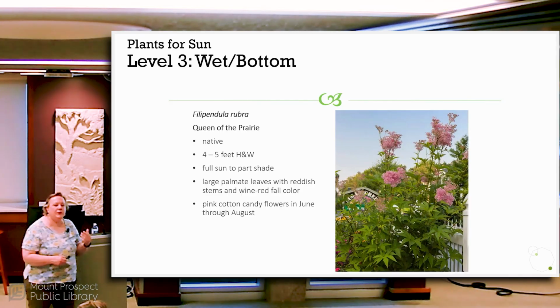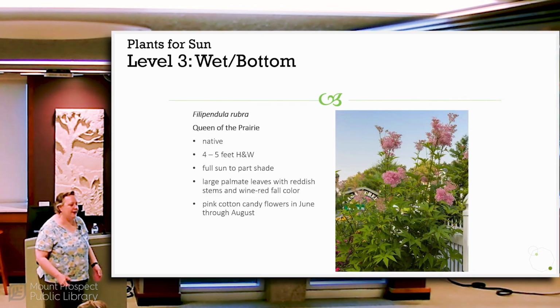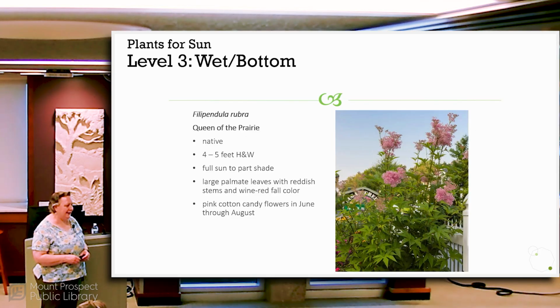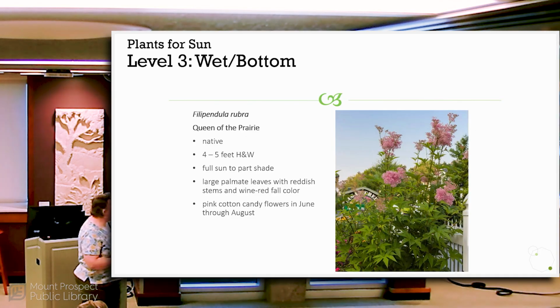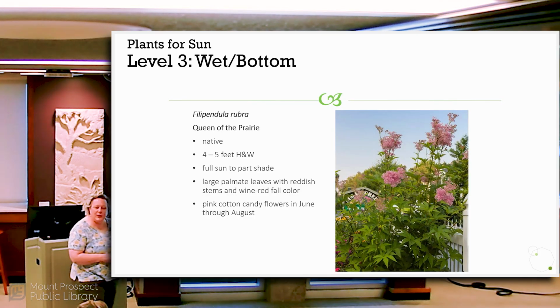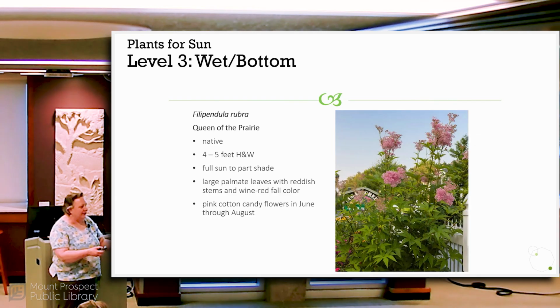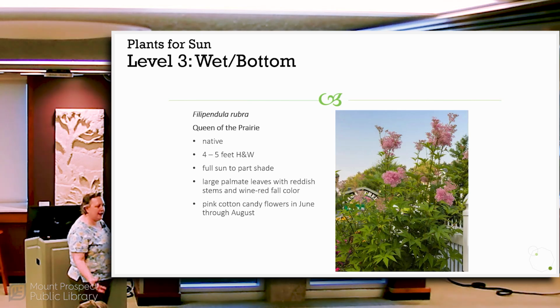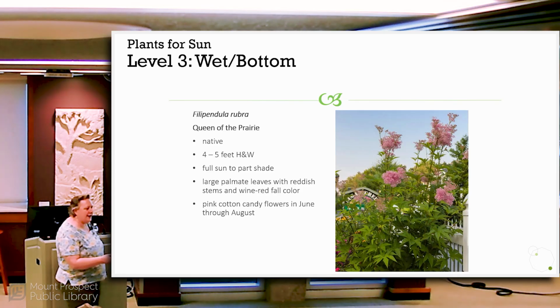And so if you've got a sunny, wet spot, you deserve Queen of the Prairie. Because Queen of the Prairie, she's a big plant, but she's got cotton candy flowers the size of your head. And who doesn't love a big fluffy pink flower in June? And the rabbits don't eat it. So yeah. And then it turns red in the fall. So there's lots to love. It's a big, blowsy plant, but super fun. So why not, right?